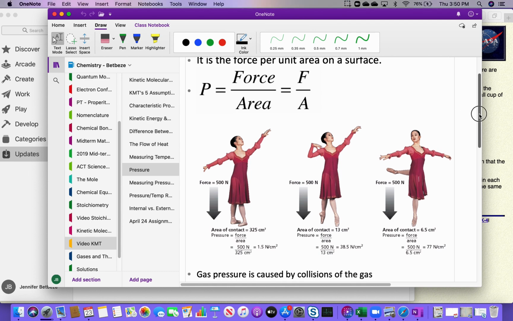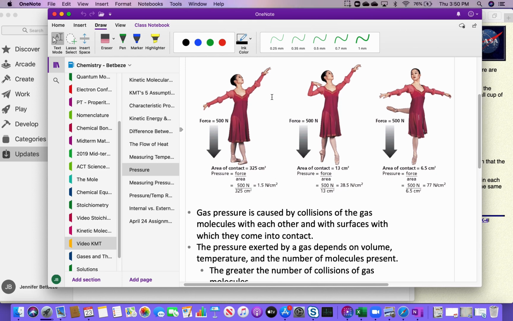What we have here is a ballerina, and we can see in the first picture to the left that she is standing on both feet, and the pressure that she's exerting onto the ground is only 1.5 newtons per centimeter squared. But notice once she stands up on her toes, and there is much less area of contact, the toes is a much smaller area than the entire feet, we see that that pressure goes up considerably. And then when she only stands on one foot, on one toe, we see that that pressure goes up even more. So as the area of contact decreases in size, pressure increases. So we see an inverse relationship between pressure and area of contact.